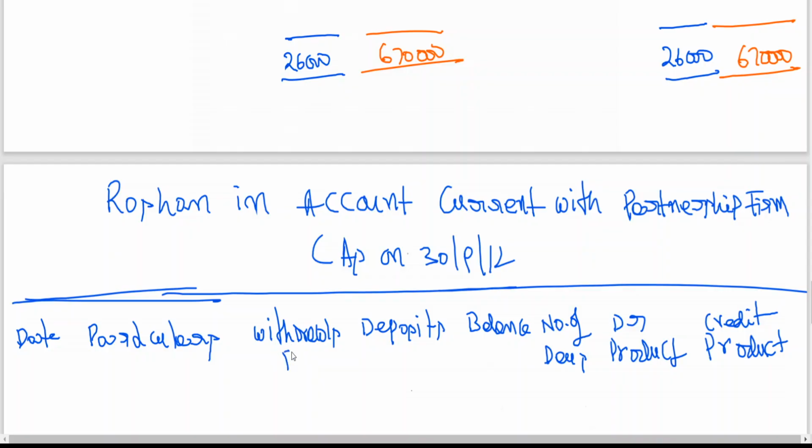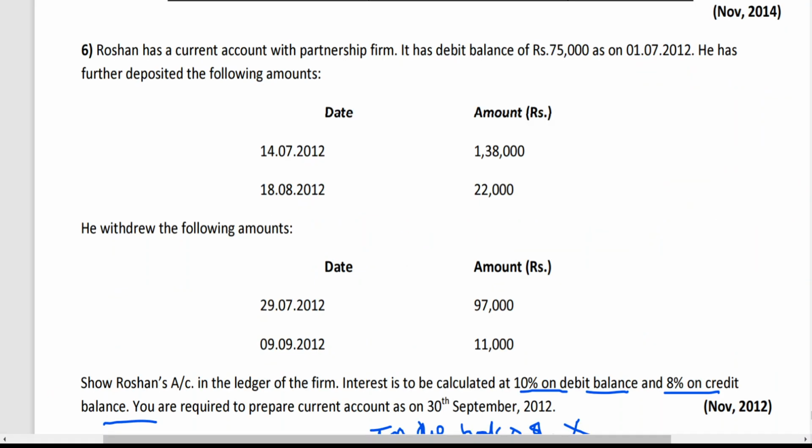When you are withdrawing, it is debited. Normally, in a partnership business also, when a partner is withdrawing, we debit his account. Whenever an amount is deposited, it is credited. This is debit and credit. So I'll tell you with explanation one by one.